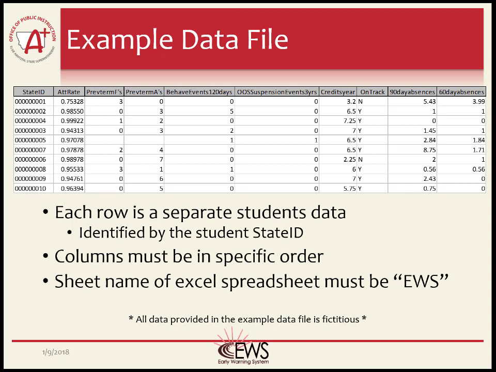It is also important that the sheet name in your Excel spreadsheet is EWS. If you try to upload the data file into GEMS without the correct sheet name, you will get an error and the data will not upload. The sheet name can be changed in Excel in the bottom left-hand corner, and the default name is Sheet 1. The sheet name is not shown in this example provided on the slide.